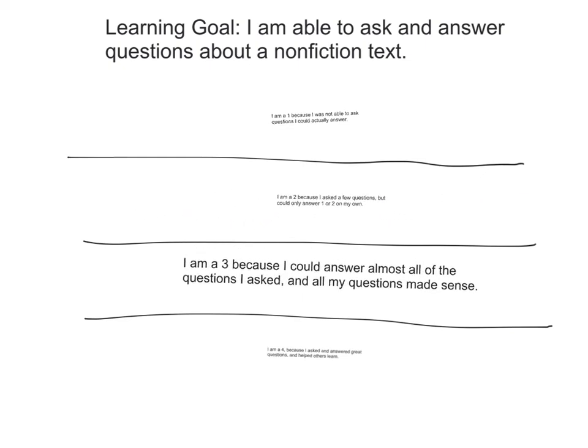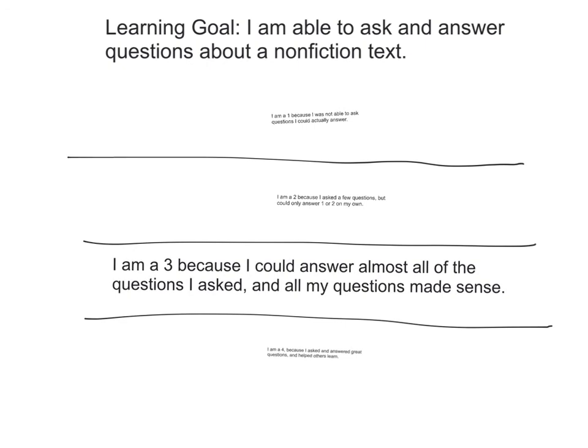If you were a 3, it would be a 3 because you could answer almost all of the questions I asked, and all my questions made sense. And what I mean by that is it's pretty easy to ask a question you can answer. For example, will the Mary Celeste float? Yes, it's a boat. It's probably going to float. So, if you asked a question like that, that might be more like a 1 or a 2.